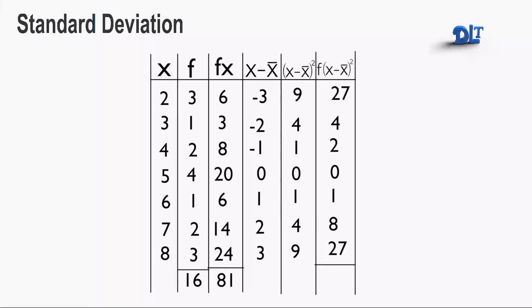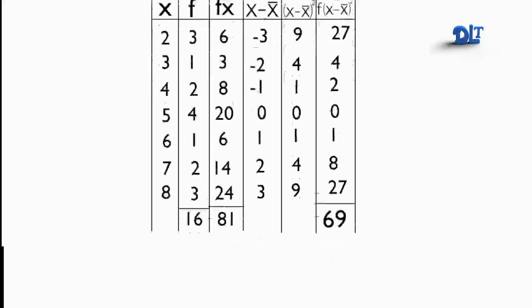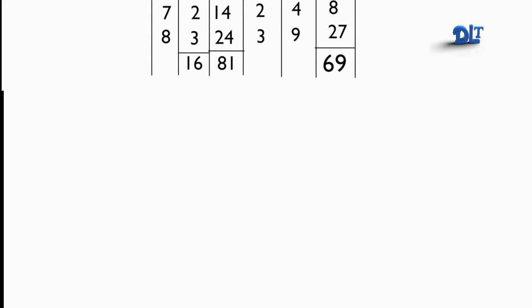27 plus 4 plus 2 plus 0 plus 1 plus 8 plus 27 is 69. So, summation f times x minus x bar raised to power 2, is 69.